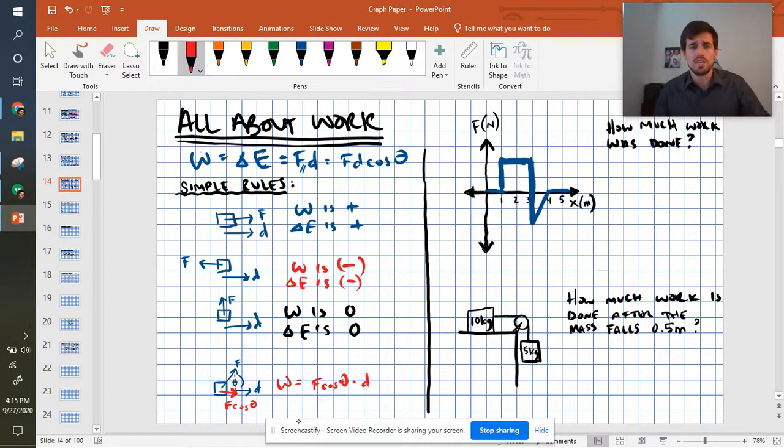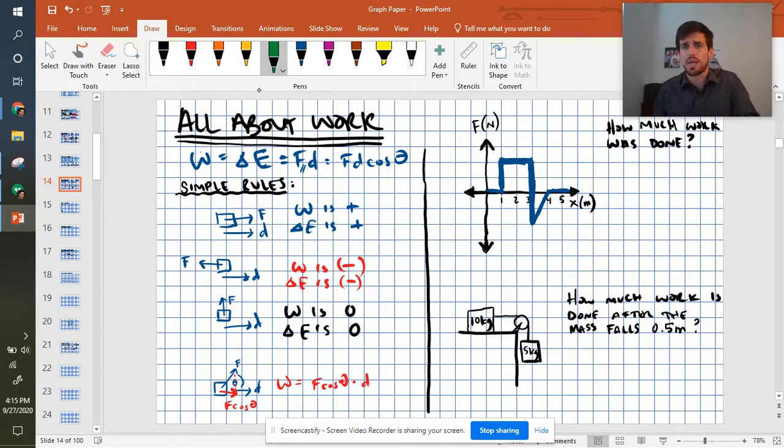So now hopefully you have some good ideas of when to figure out that work is positive, negative, or 0, and when you have to use that cosine equation. I promise it doesn't come up that often. It'll be really obvious because there'll be an angle. But finally, let's do just some quick conceptual problems or semi-quantitative problems.